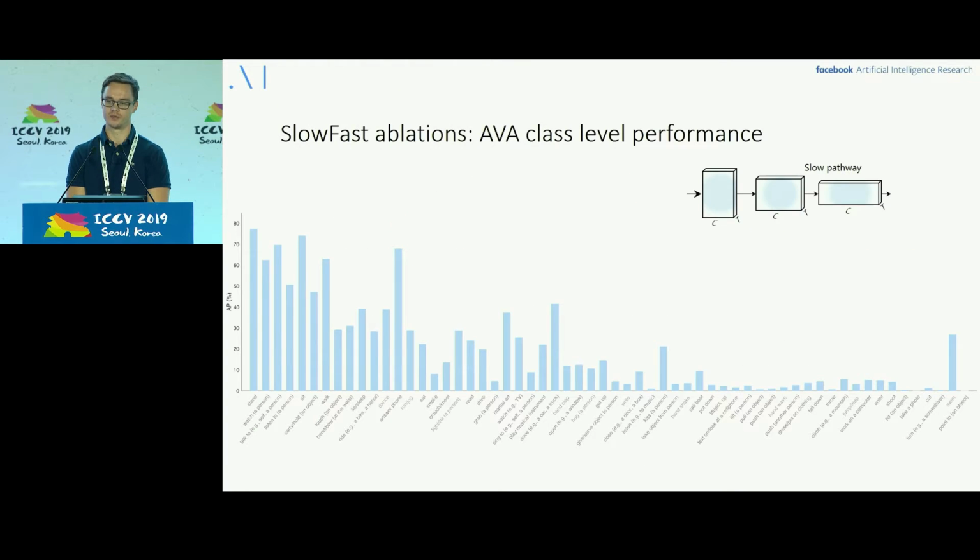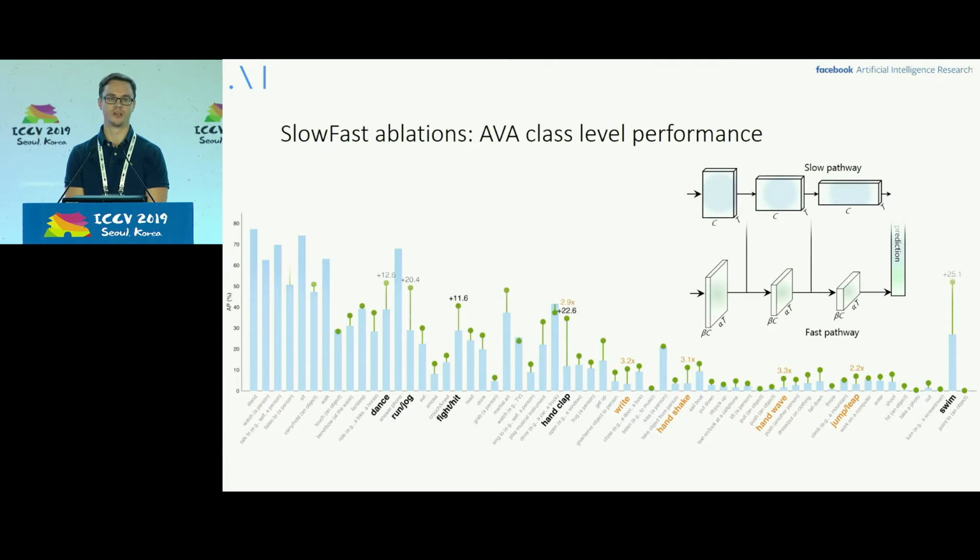On the next slide, we show the class-level performance gain of the model when using slow-fast over the slow-only counterpart in blue. And we see by the green bars that there are increases for highly dynamic actions, such as running, jogging, hand clapping, and so on.